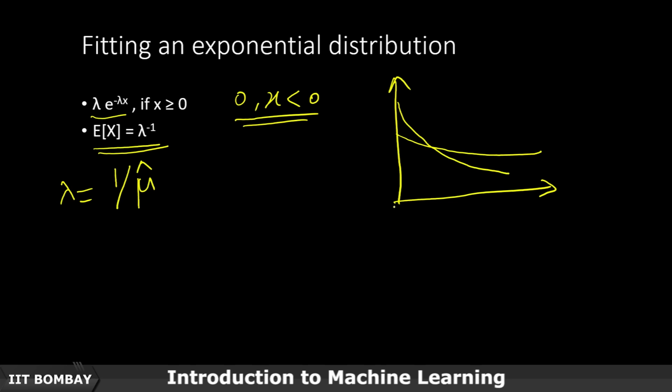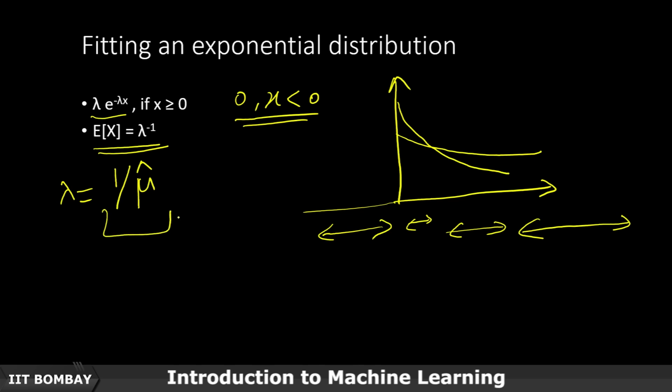But here we have to first visualize and see that there are no samples in the negative range. The samples are more concentrated towards 0 and sparsely concentrated as we go further away from 0. Only then is an exponential distribution a likely candidate. Out of all possible exponential distributions with different lambdas, the best fitting distribution is the one given by this 1 by mu hat.